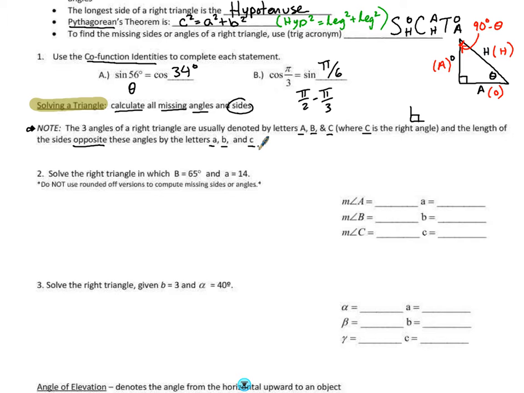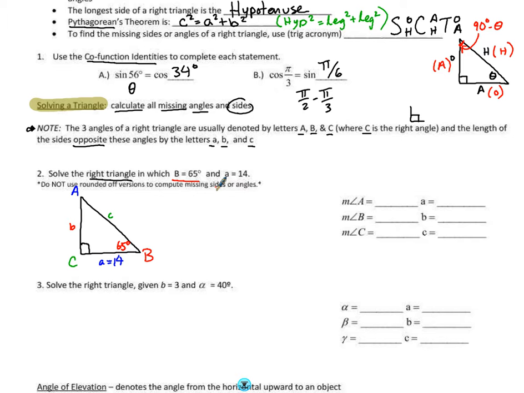So here we have a right triangle where angle B, we'll say it's 65 degrees, and we have angle A, and side A, which is opposite of angle A. So this would be angle A, and then we'll call this side A. A is 14, and then obviously that makes my right angle C, and my third side is little c. So if we're solving a right triangle, we want to make sure we find all those missing sides and angles, and we do not use rounded off versions to compute missing sides or angles, so we always want to use the most exact answer possible.